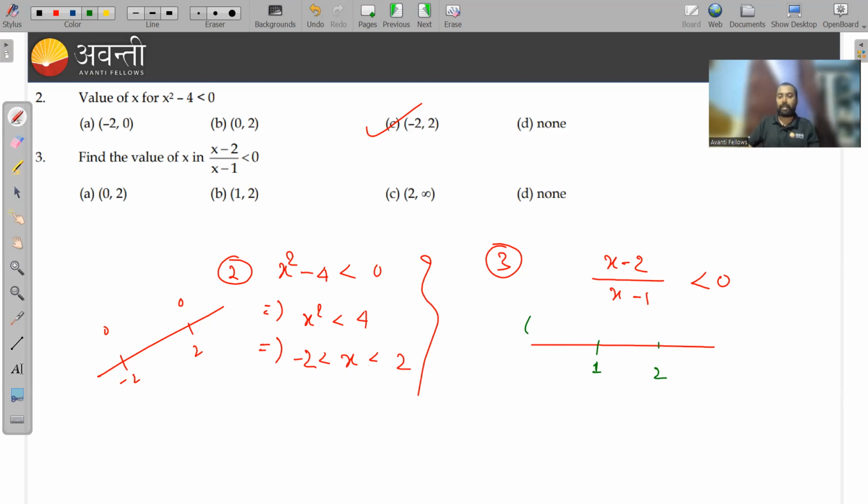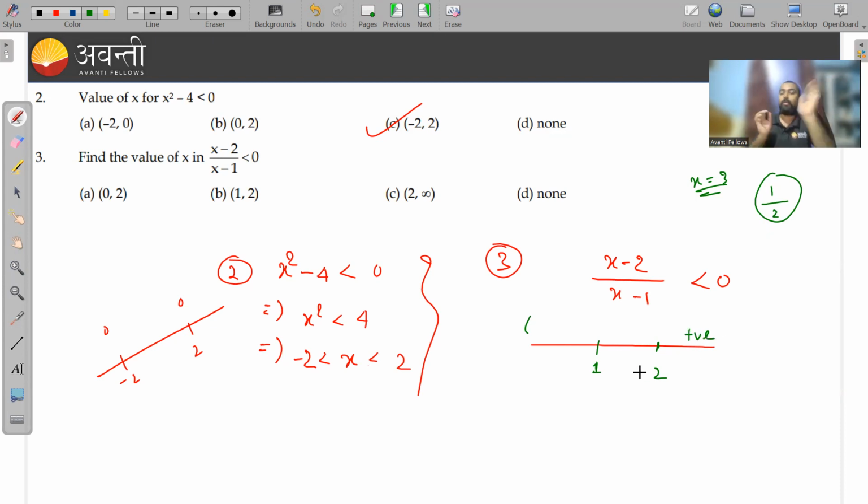In these 3 intervals we will check how the inequality behaves in each interval. So when we take x greater than 2, suppose I am taking 3. If we put x is equal to 3 in the inequality, this becomes 3 minus 2 is 1, upon 3 minus 1 is 2. What is happening at x is equal to 3? 3 minus 2 is 1 upon 3 minus 1 is 2, 1 by 2, right? So 1 by 2 is a positive value. So that's why I'm giving here a positive sign, right?